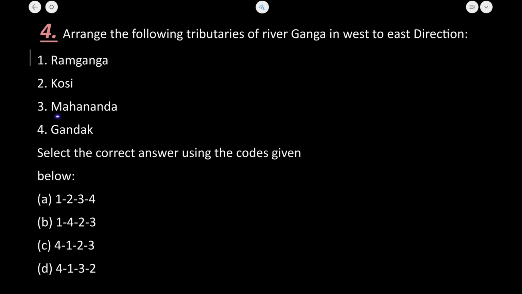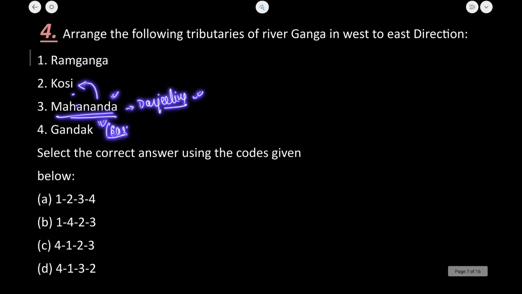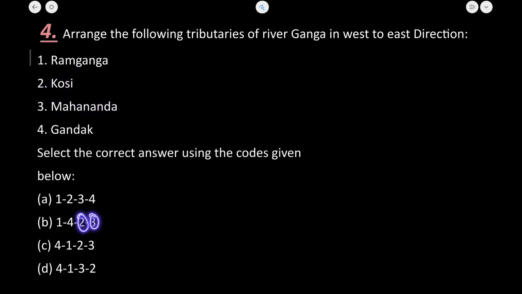Now let us see about the Mahananda river. So this Mahananda river originates in Darjeeling. So if you have a brief idea, you will get to know that the Mahananda river is the easternmost, not Gandak. Then is the Kosi. So 2 is followed by 3 in 2 options. Then there is Gandak, and then there is Ramganga. So B is the correct answer to this question.